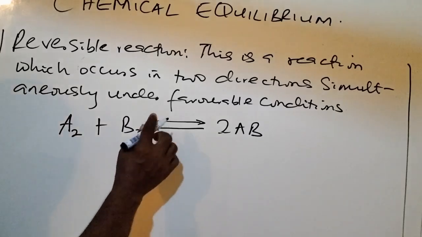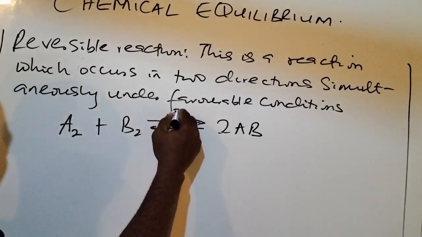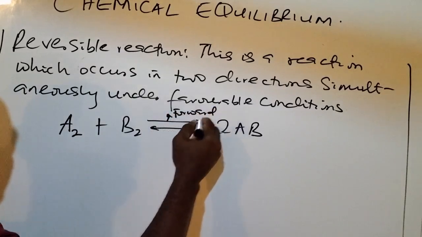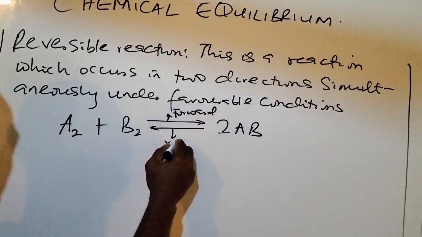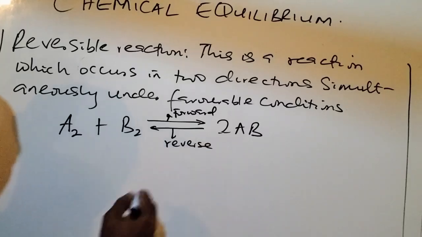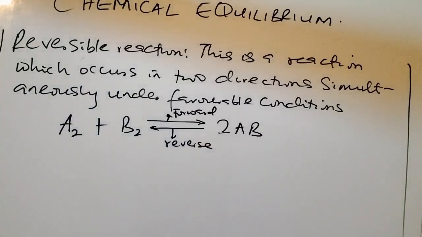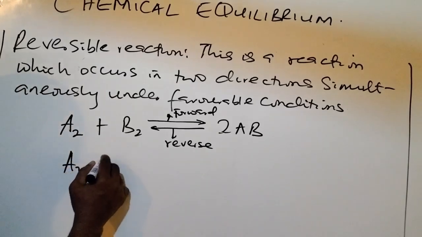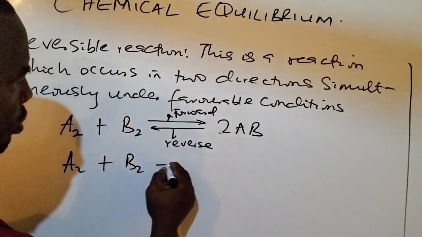The first arrow is called the forward reaction, while the other one is called the reverse or backward reaction. So this is a reversible reaction. A reaction that takes place in two directions at the same time under favorable conditions is known as a reversible reaction. It's worthy to know that, let's look at these examples we have on the board.